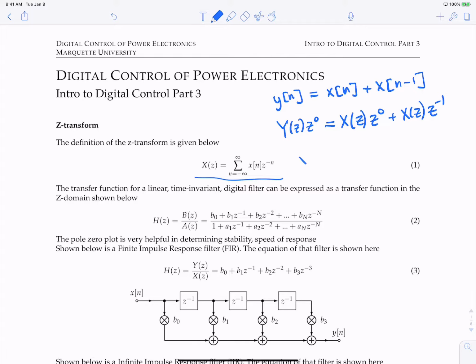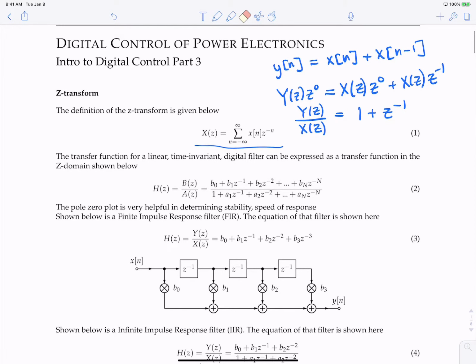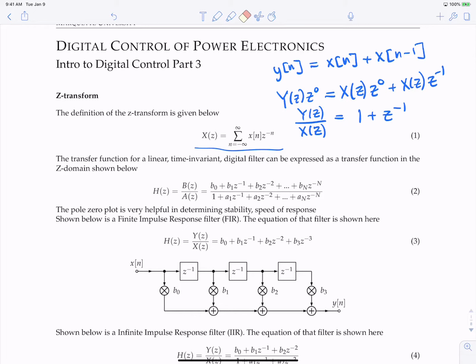Now, we can solve this very easily with some algebra for Y(z) over X(z). Take a look at this. This will be our first Z-transform of the difference equation. What this will equal is 1 plus z to the minus 1. Okay, so that is now actually a digital filter, and this is its transfer function in the Z-domain. One thing you can note is that this has just a zero at z equals minus 1. Interesting.